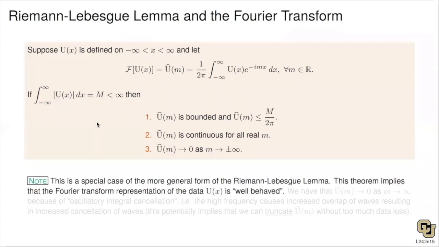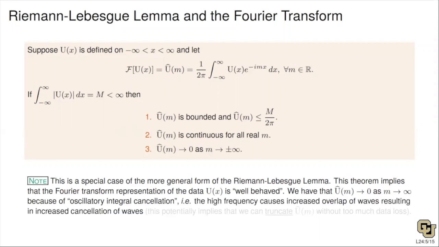Essentially, as long as our initial data is well behaved, the Fourier transform will also make sense. And here we have this oscillatory integral cancellation, which makes things work, at least when we're looking at it from a series point of view. The oscillatory cancellation also implies we can truncate u hat of m without too much data loss for large m. So I'm going to stop here.